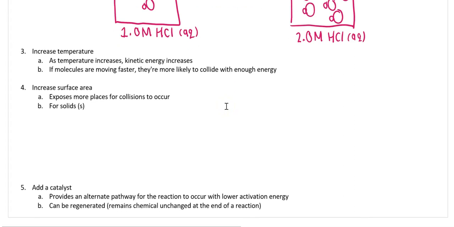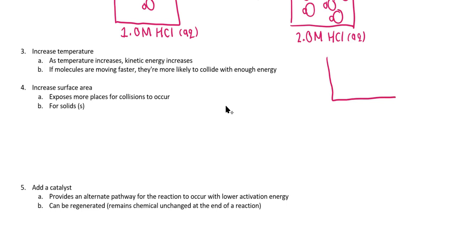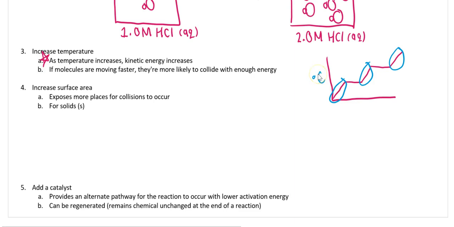Factor 3, we can increase temperature. So we should know bullet point A already from Big Idea 7. As temperature increases, kinetic energy increases. So we saw that when we were doing our heating and cooling curve calculations. Anytime we had an increase in temperature, we had an increase in kinetic energy. So as temperature increases, kinetic energy increases as well.